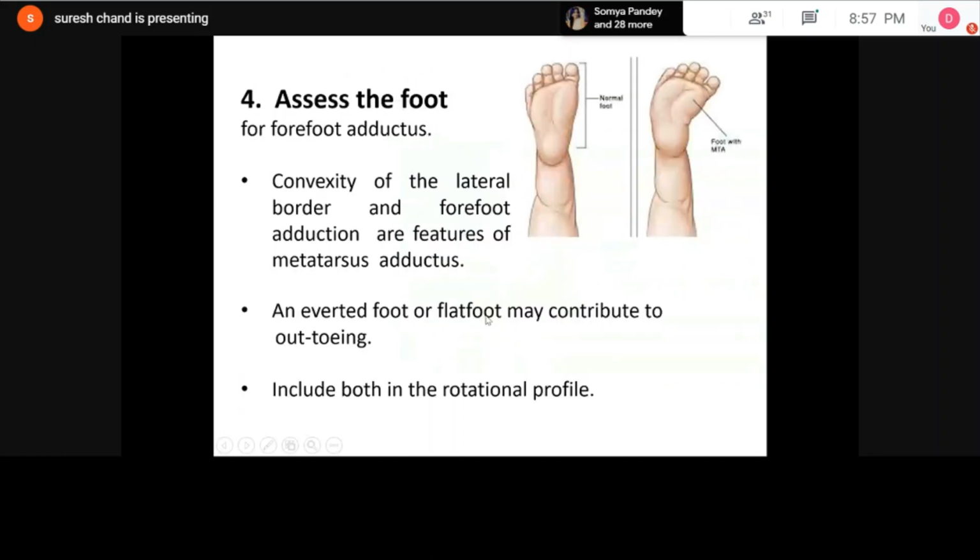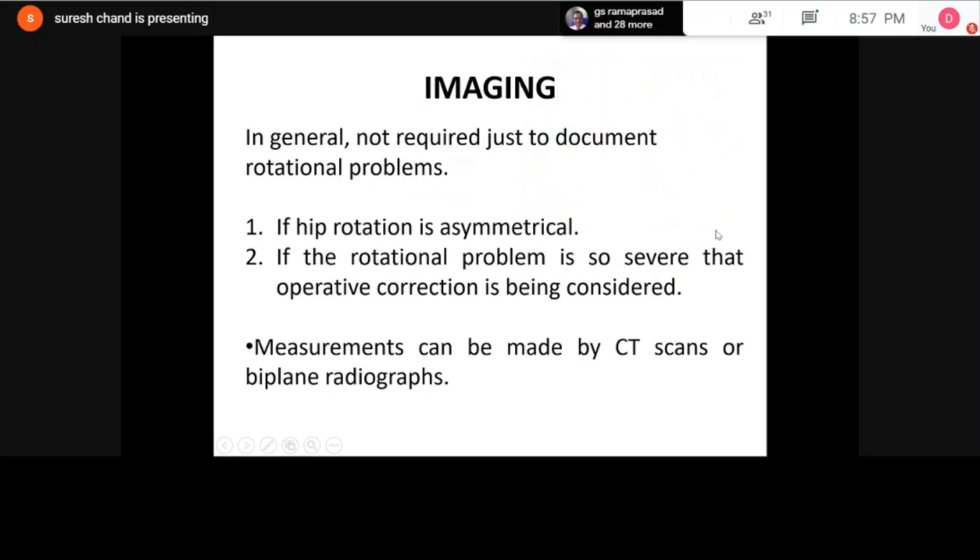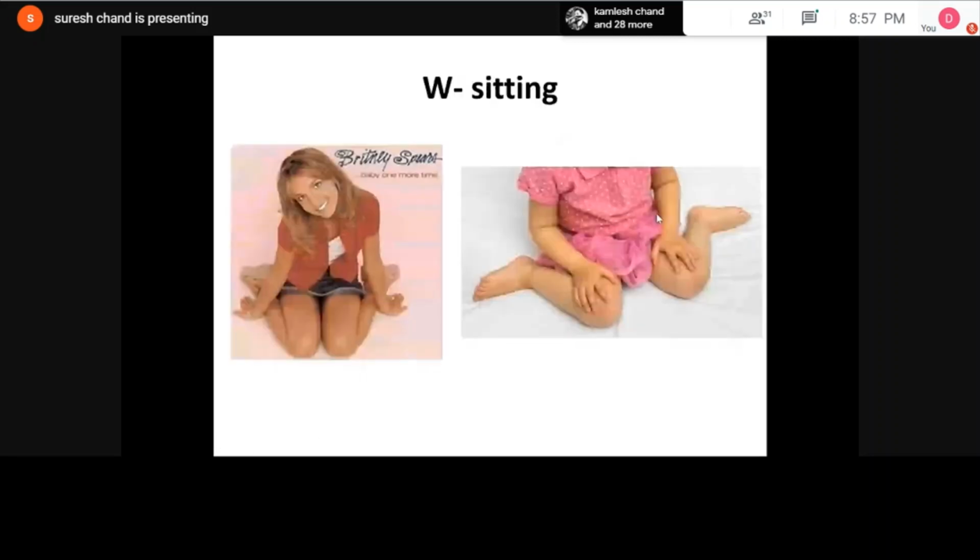Assess the foot for localized pathologies of intoeing, like metatarsus adductus can add to intoeing. So rule out any local pathologies of foot. And imaging again is not required in every case. It is required only if you suspect it is pathological or if there are asymmetrical rotations or if there is need of any operative intervention.